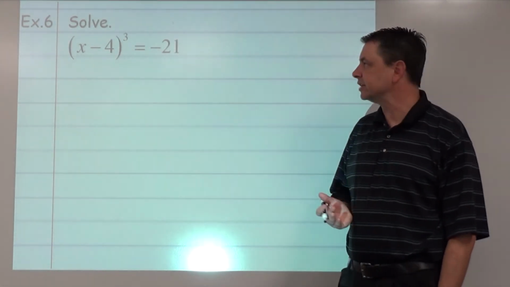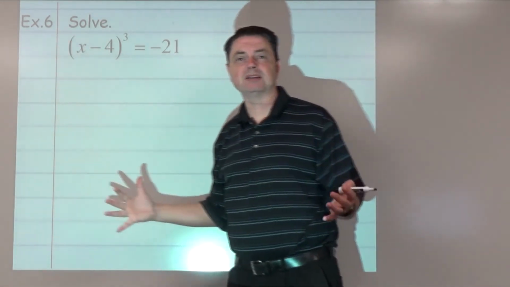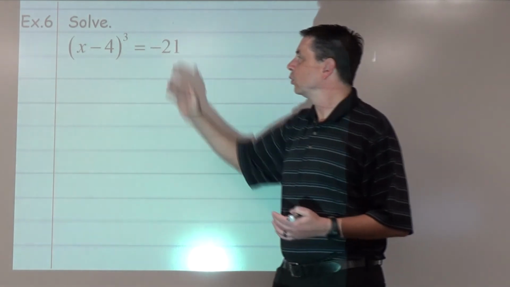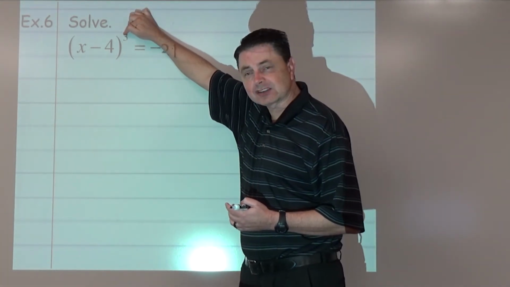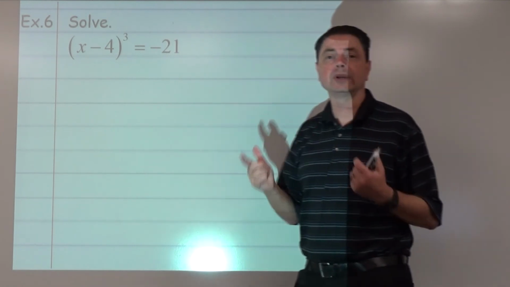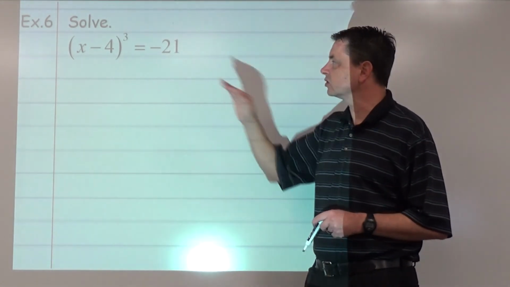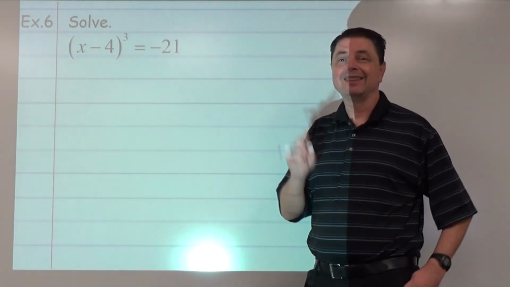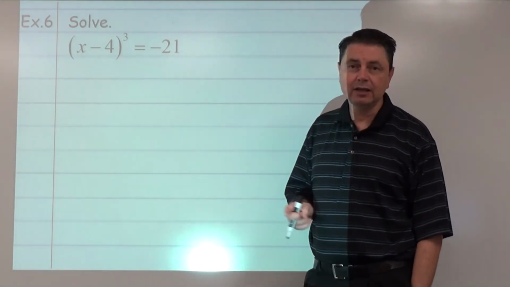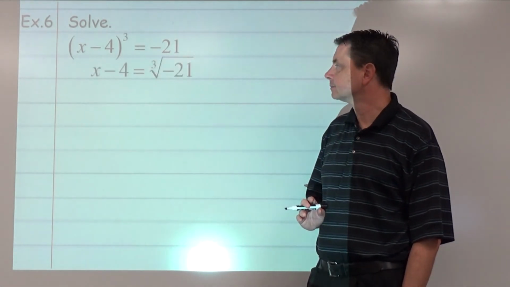And example number 6, isolate. There's nothing outside of the parentheses, so we have to deal with the exponent next. We have to undo the third power. Let's take a root. Which root are we going to take? Third root, otherwise known as cube root. So we'll cube root both sides. That is an odd root, so we have no need of plus or minus.